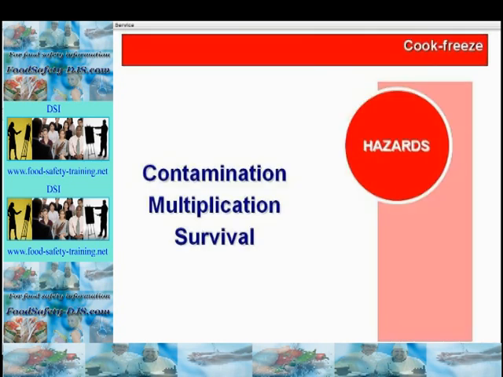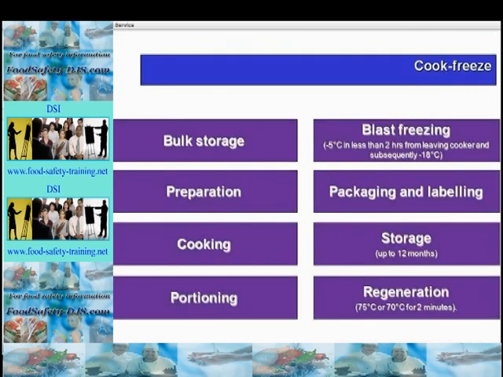Cook freeze, another type of cooking. Hazards here include contamination, multiplication and survival. Cook freezing has several stages. They include bulk storage, preparation and possibly portioning, cooking and possibly portioning, blast freezing to less than -5 degrees Celsius within 2 hours of cooking, and the temperature is then reduced to -18 degrees Celsius as quickly as possible. Temperature reduced to -20 degrees Celsius.